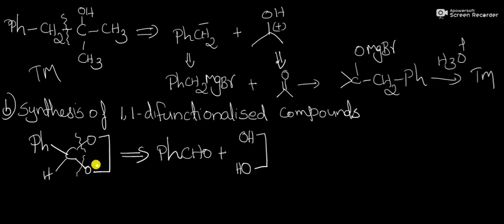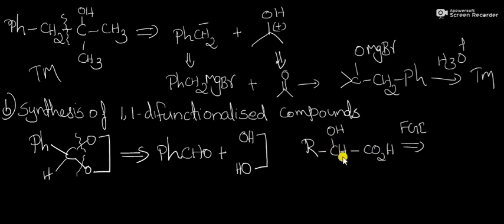Similarly, cyanohydrins, alpha amino acids, halohydrins, etc. are usually prepared from aldehydes and ketones as starting materials. Here this is again a 1,1 difunctionalized compound, that is alpha hydroxy acid.